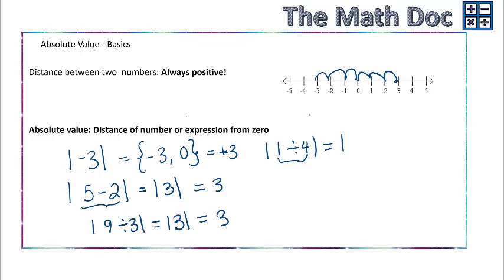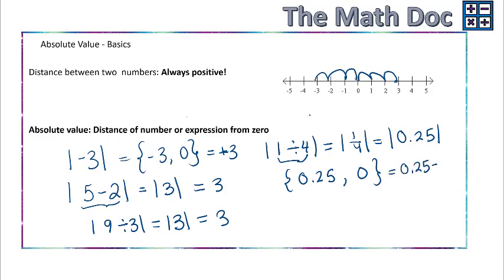So what do we have in here? We have a quarter, right? Or we can write it out in a decimal format as 0.25. What is that? Well, it's the distance between 0.25 and 0, right? What does that equal? It's 0.25 minus 0, which is just equal to 0.25.